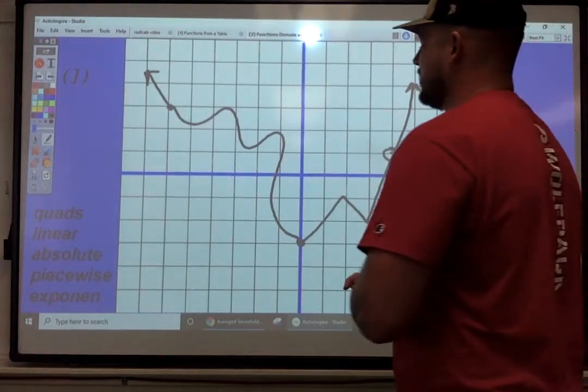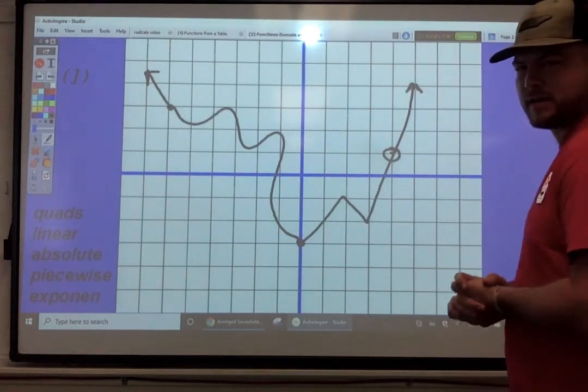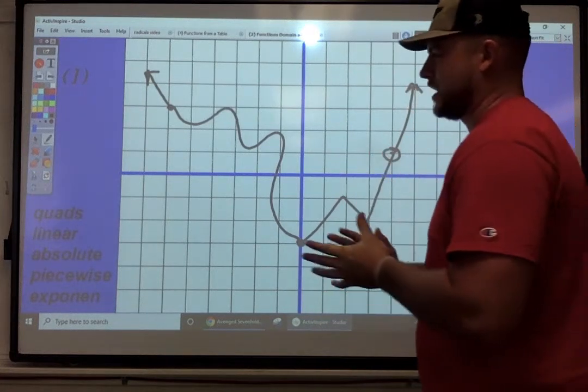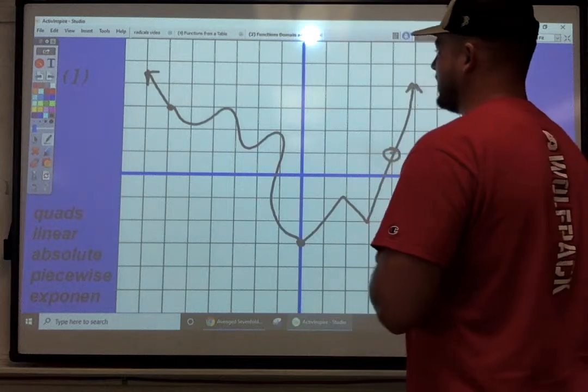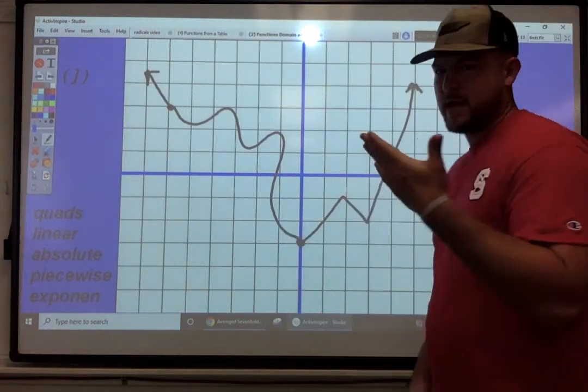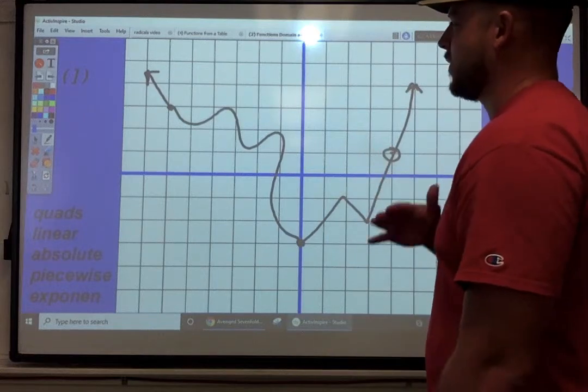All right, so we got this weird looking graph that Coach Greg has drawn for us. You know, he really is an artist. You should check out some of his work. But let's look at it. Let's find the domain and the range, right? Remember, domain is our x values, range is our y values.